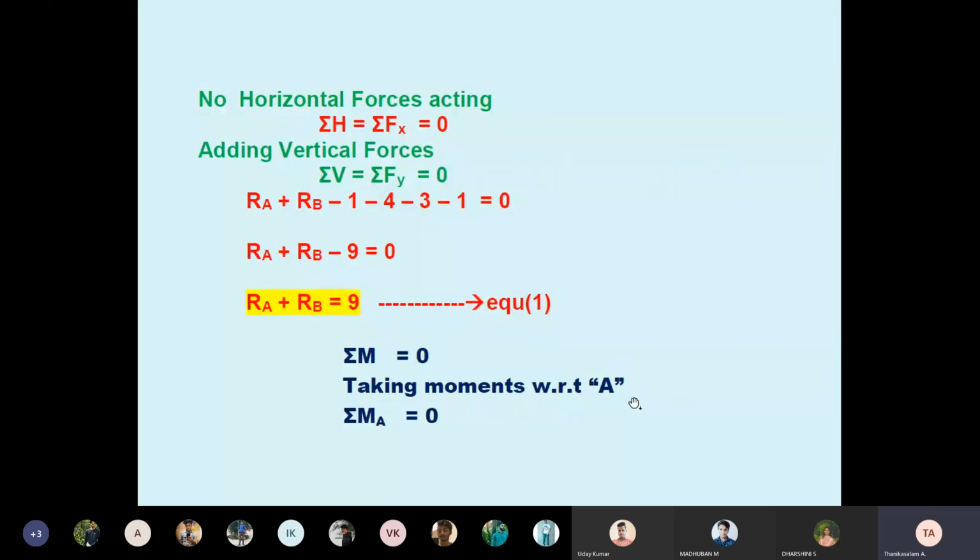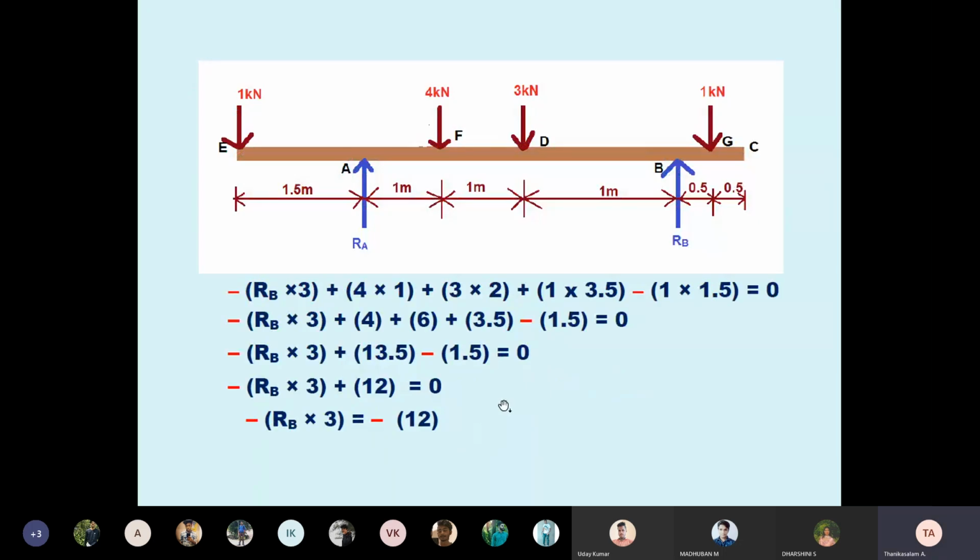See here, taking moment with respect to A, MA equal to 0. Students, take moment, clockwise moment, anti-clockwise moment. Before going to take moment, you have to identify which forces are not giving moment. Any force acting at the reference point, or passing through the reference point, gives no moment. Here we have chosen A as the reference point. So at A, RA is acting. So RA does not give moment.